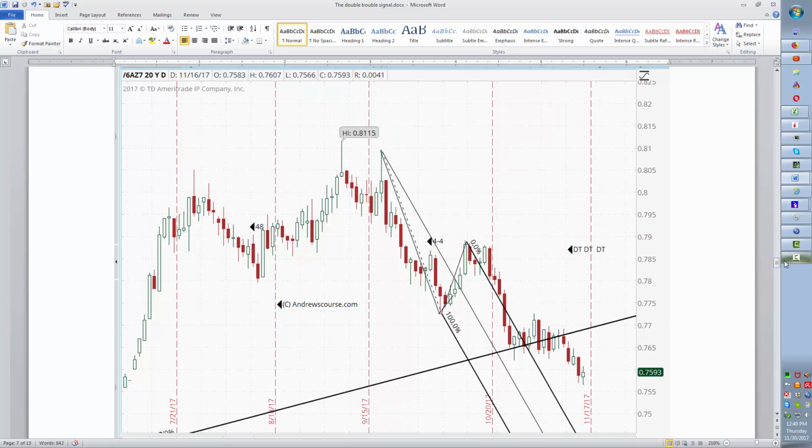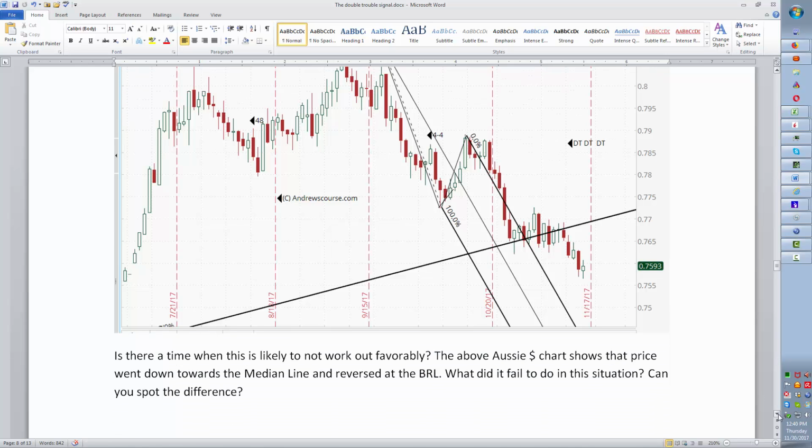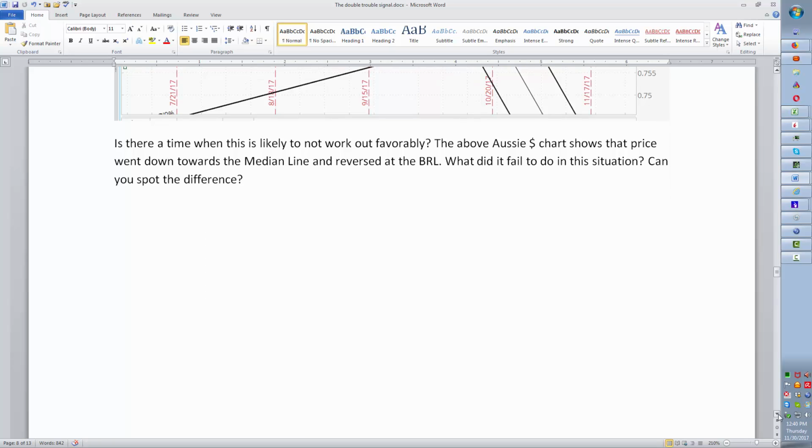Too bad. Now, sometimes when you have a double trouble signal, you just kind of draw your median line, and prices make it nowhere near the median line. They never make it to the median line. If they don't, chances are, even if it kind of reverses near the Babson reversal line, which is here, I just don't mess with those. I don't like to mess with those. Okay.